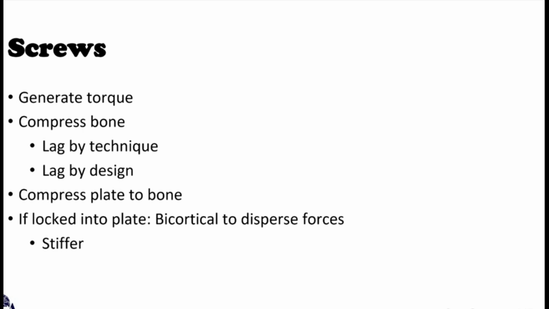So screws generate torque. They can compress bone if you are doing lag screws, either by design or by technique. By design means that the screw itself, for instance, may be partially threaded and allows itself to do compression, as opposed to technique, which means you have to do an overdrill and pilot hole and create the opportunity for the bone to compress with the screw you're using. Screws also help to compress a plate to bone if you're using standard cortex screws, or I should say non-locked screws.